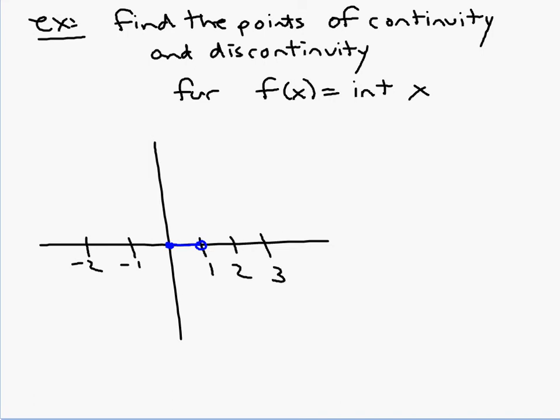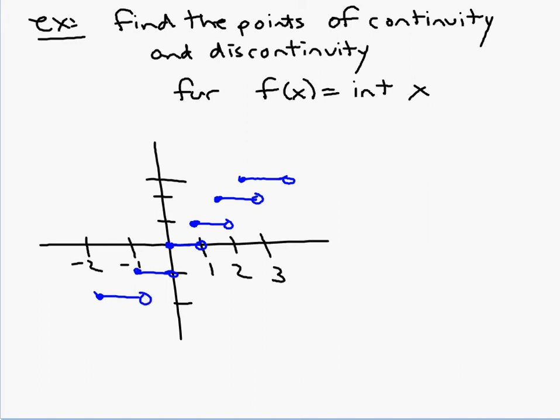And then 1, 2, 3. Then this one's colored in and this one's open. Colored in, open. Colored in, open. Same thing as we go down the other direction. Colored in, open, colored in, open. And remember how it's defined. Okay, we always go to the smaller integer.